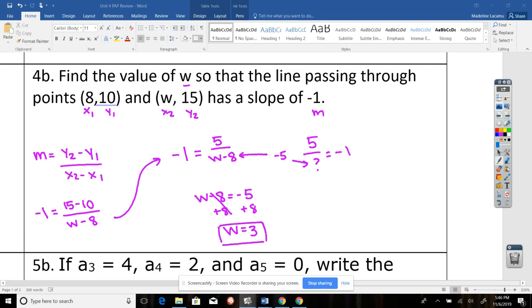And that's the answer. And again, if you would like to check your answer to make sure it's right, we can just use this formula over here and make sure it comes out to the right answer. So 15 minus 10. And then we said w equals 3. So we're going to put a 3 instead of a w. So 3 minus 8. Let's see if that comes out to equal -1. So 15 minus 10 is 5. 3 minus 8 is -5. 5 divided by -5 is -1. And that's what we wanted. So that's the right answer.